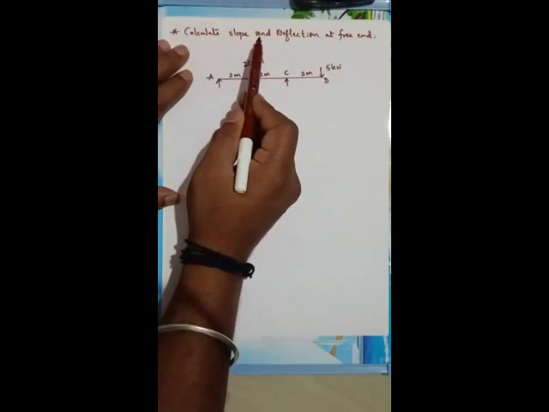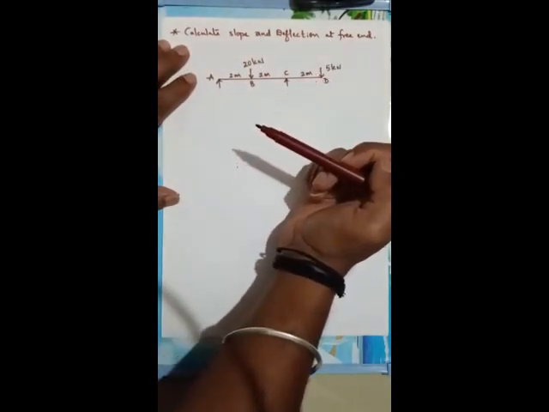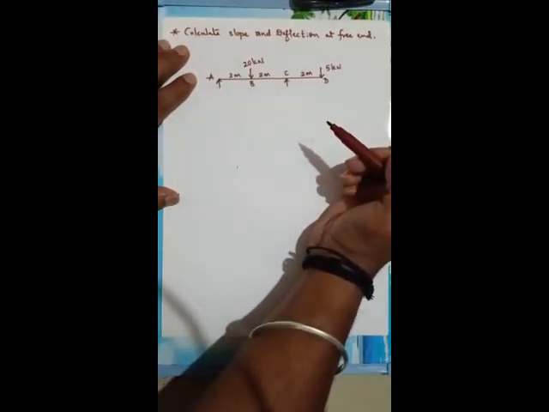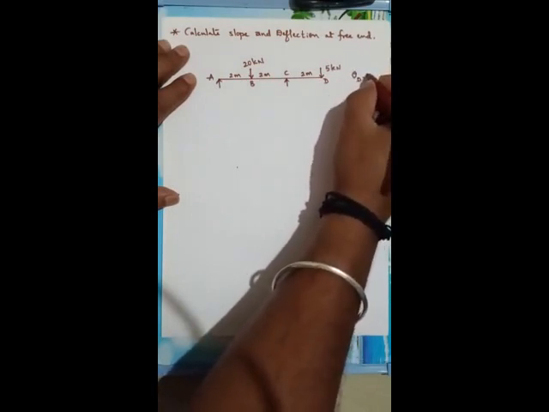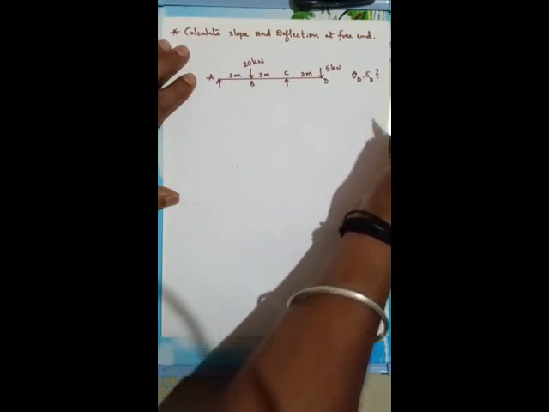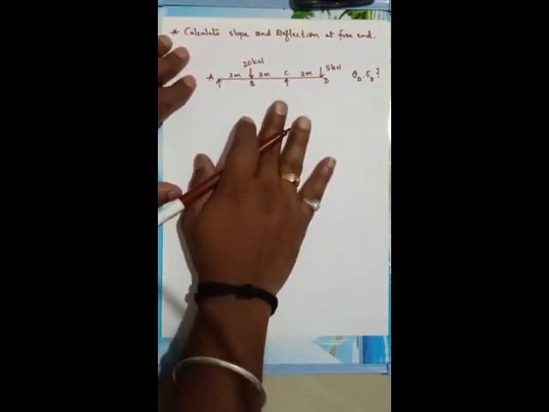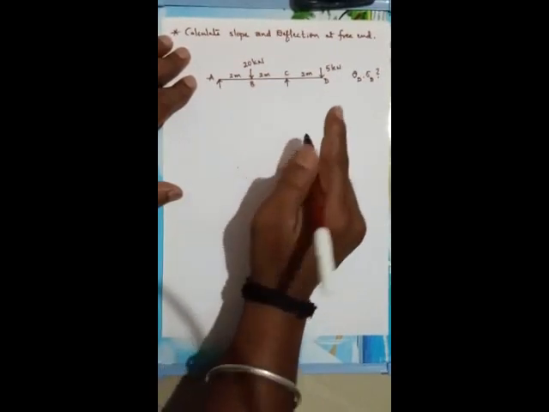So what is the problem statement? Calculate slope and deflection at free end. Which is the free end here? Point D is the free end, that is the overhang portion. What they are asking us to calculate is theta D and delta D. We need to find the slope at D and the deflection at point D. You are aware of the two theorems, moment area theorem 1 and moment area theorem 2, to calculate slope and deflection.